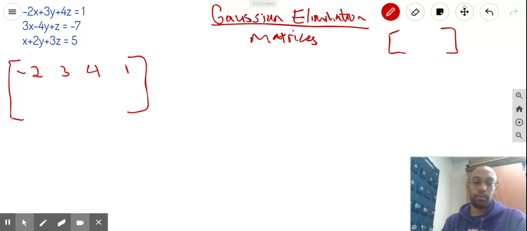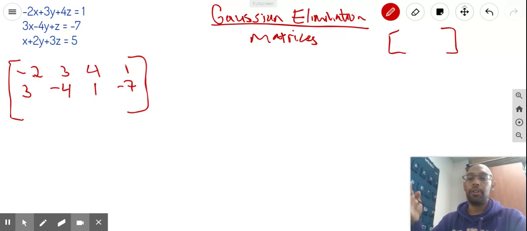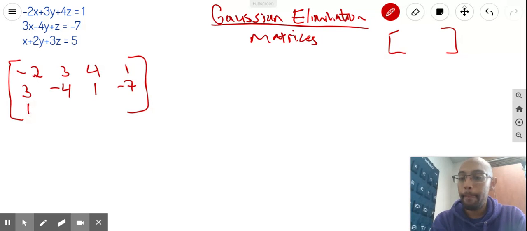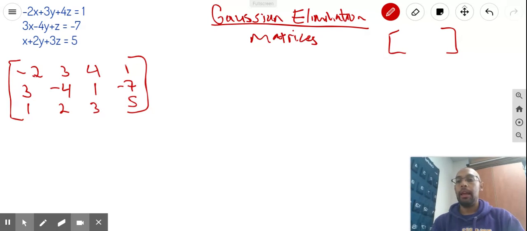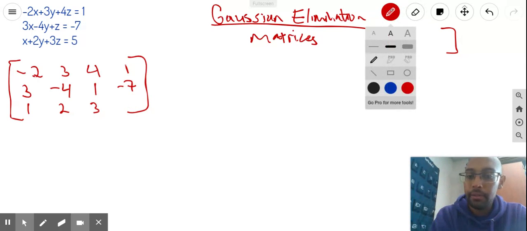That gives you the first row. In the second row, your coefficients are 3, -4, and 1, and the constant is -7. So 3, -4, 1, and -7. And then in the third row, your coefficients are 1, 2, 3, and 5. And that is a 5. That is not an S, that is a 5.